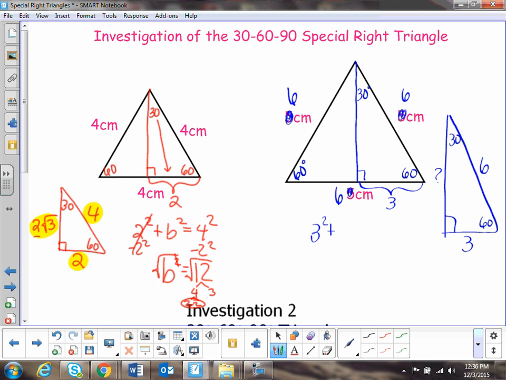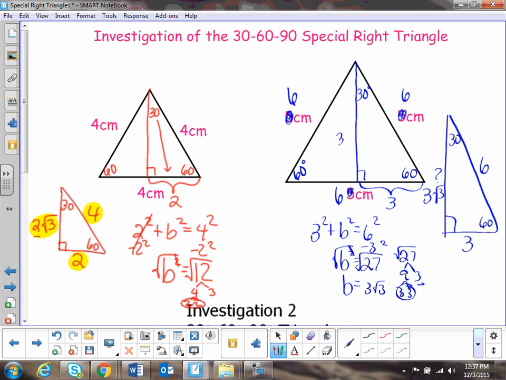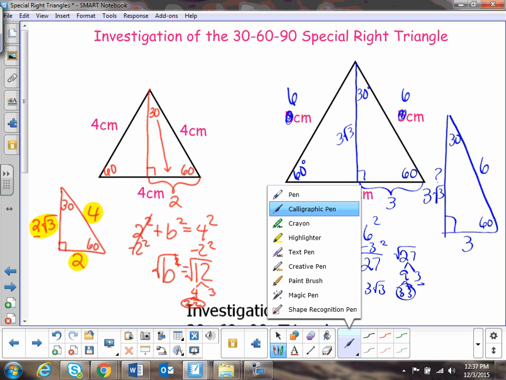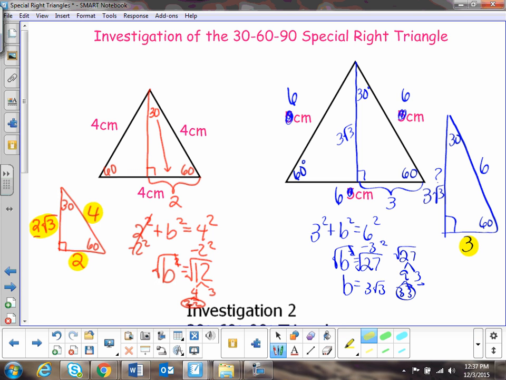3 squared plus b squared equals 6 squared. Subtract 3 squared, b squared equals 36 minus 9, which is 27. Square root, b equals, get the factor tree over here. 9 and 3, 3 and 3, under 9, so 3 radical 3. So 3 radical 3 is this long leg. Let's highlight those and look at that pattern. We already said the short leg is still half of that.